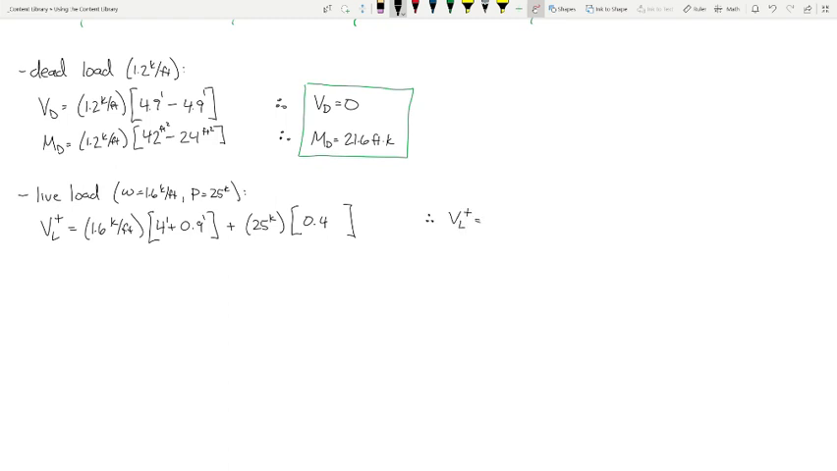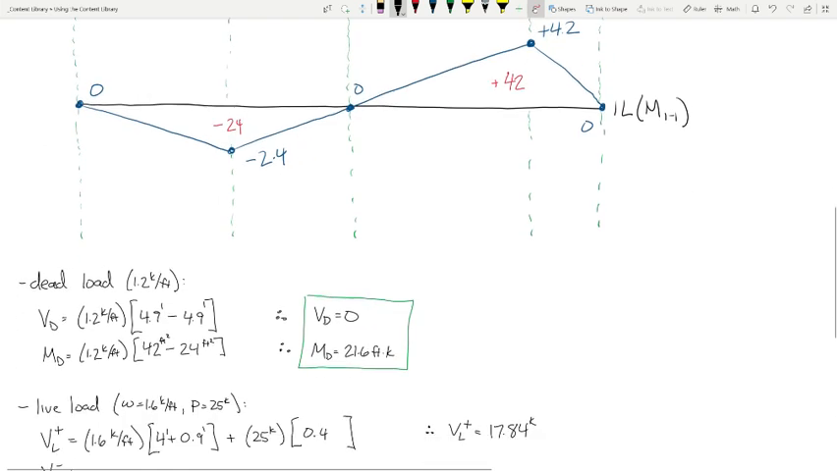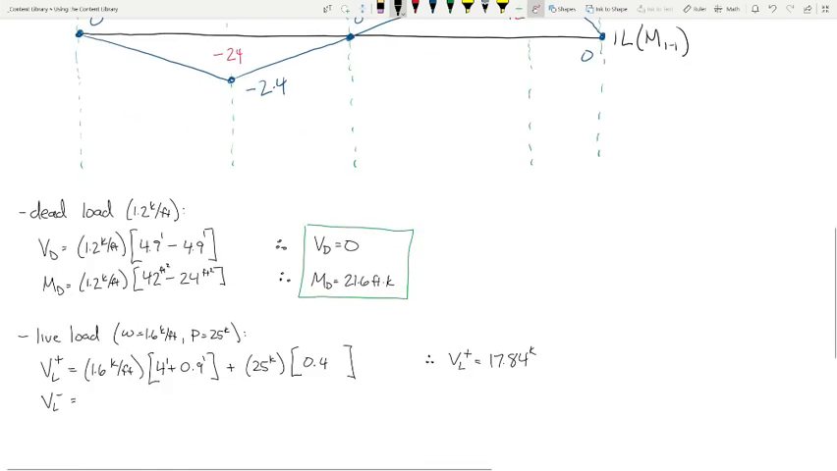And so what is our worst case positive shear? 17.84. Do I have a second? Okay. All right. Now, how about the worst case? Oh, yes. What'd you say for distributed and concentrated, you put in the brackets there. Okay, let's do that.